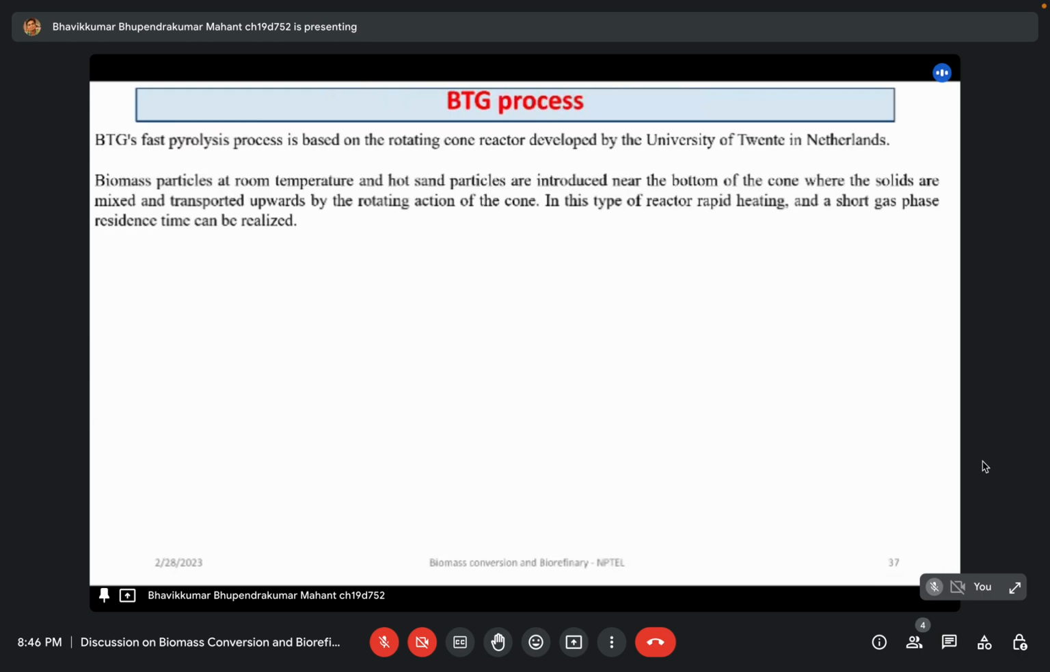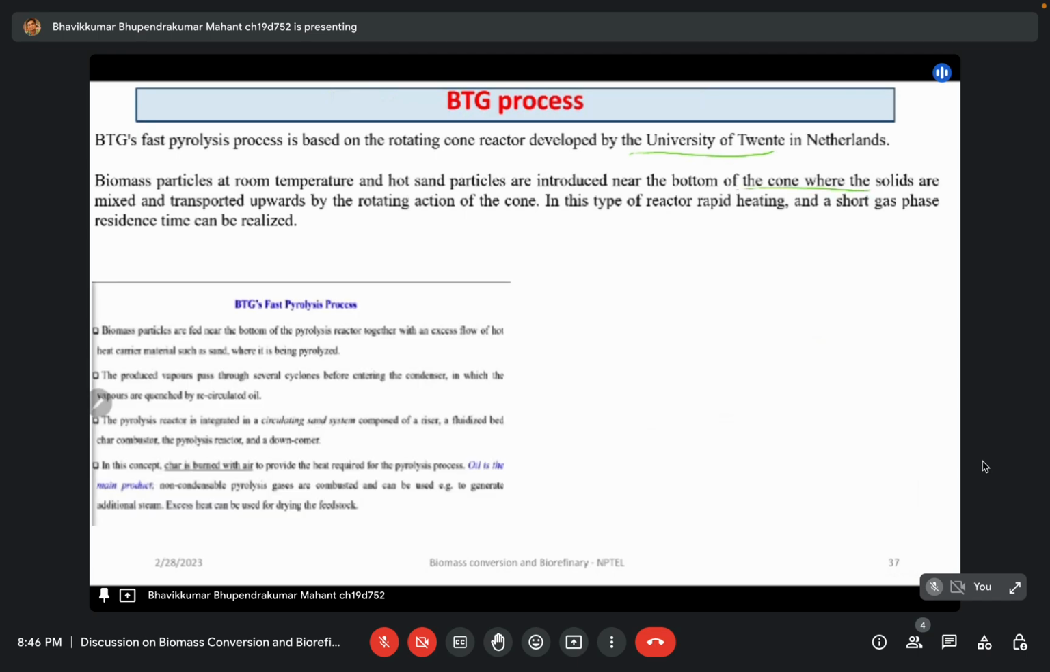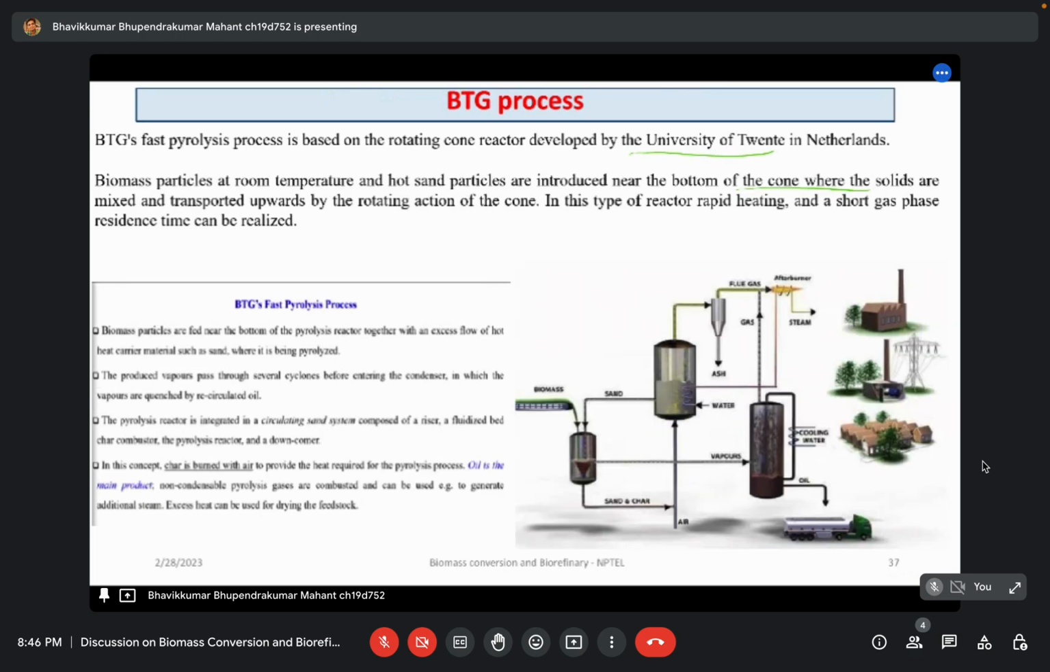The BTG process is a fast pyrolysis process developed in the Netherlands by the University of Twente. Biomass particles at high temperature, hot sand particles are introduced near the bottom of the cone, where solids are mixed and transported upward by the rotation of the cone. So this is the process. We are not going into the discussion. In this type of reactor, rapid heating and a short gas phase residence time can be realized.